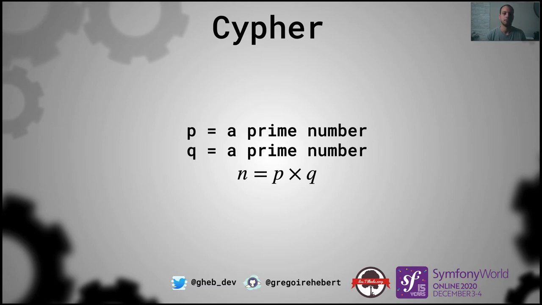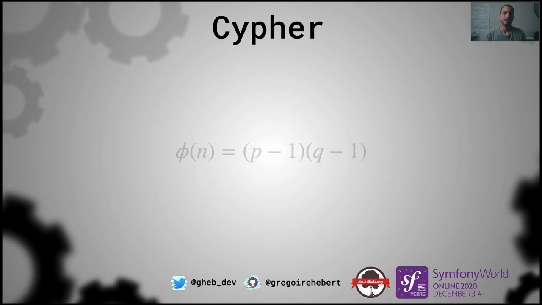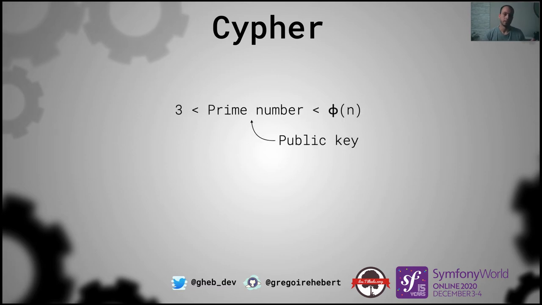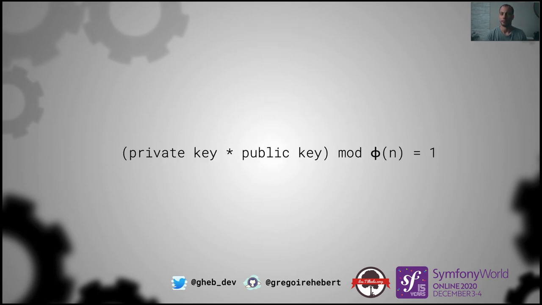It does not matter. The next step before the public key is to calculate the totient, which is the number of elements in N that are coprime with it. Thanks to that, we are going to calculate the public key. The public key is a value situated between 3 and totient of N that has no common divisor with totient of N. To calculate the private key, we need to use a function, the extended Euclid algorithm.